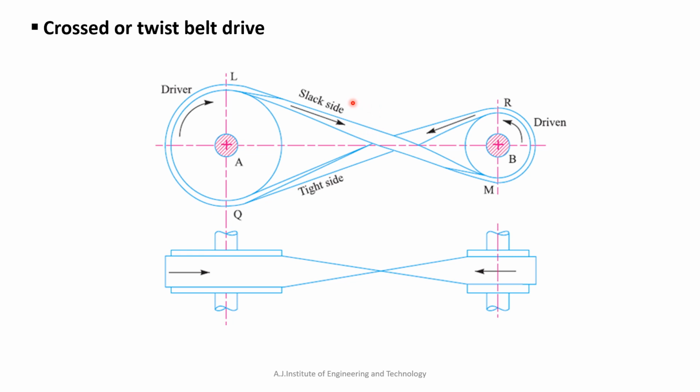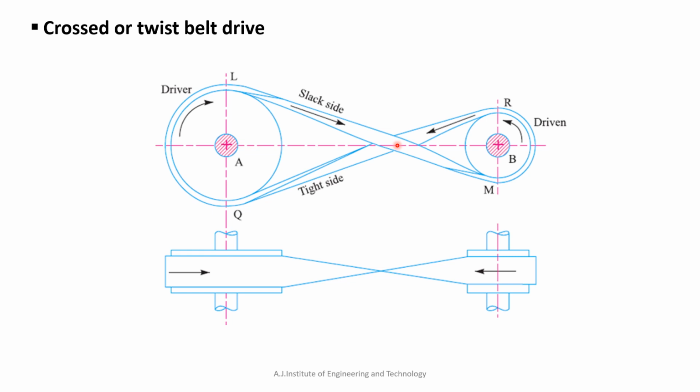Then what is the disadvantage of the cross belt drive? The most common application uses the open belt drive. Why? Because there is no friction, since there is no belt contact. But here contact takes place, and because of that friction happens and the life of the belt is less. So that is the cross belt drive.